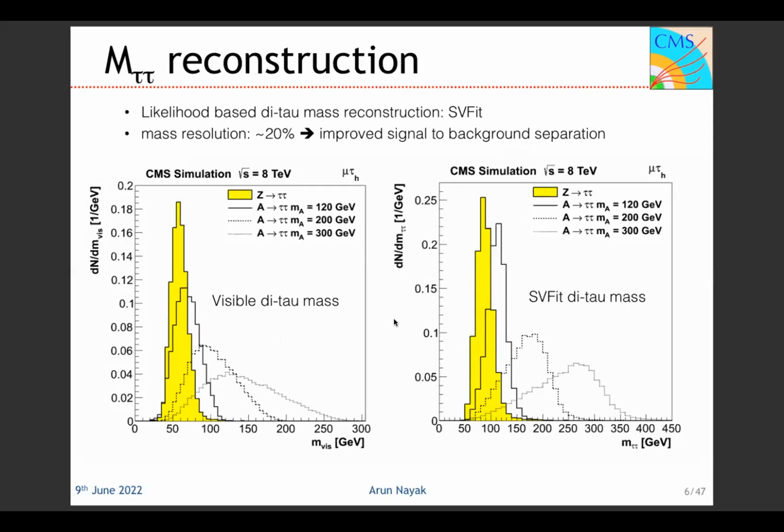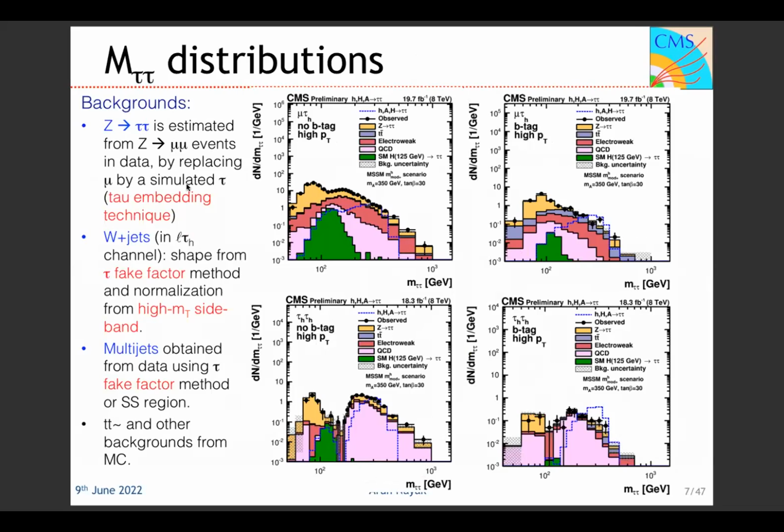Okay, so the major backgrounds in these cases are Z to tau tau and multi-jet backgrounds. Z to tau tau is typically measured in tau analyses using a tau embedding technique. What you do is take Z to mu mu events in data, then replace the muons by a simulated tau event. So this is a partially simulated event, but the rest of the event comes from the data.